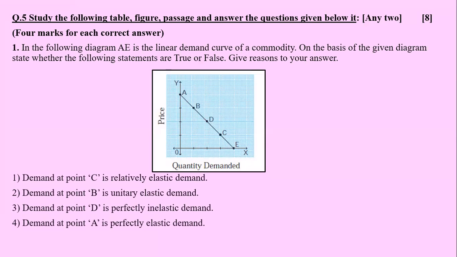And now see the statements. You have to mention here whether the statements are true or false with reasons. Number 1, demand at point C is relatively elastic demand. Second statement, demand at point B is unitary elastic demand. Third one, demand at point D is perfectly inelastic demand. And fourth statement, demand at point A is perfectly elastic demand. Okay, here also I have given a sample answer.